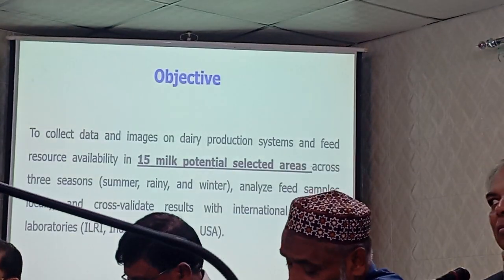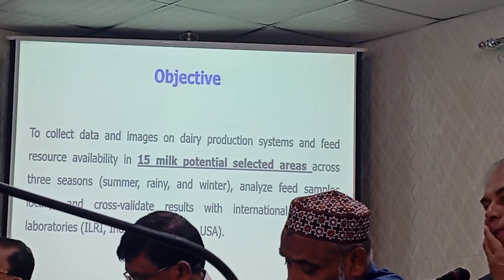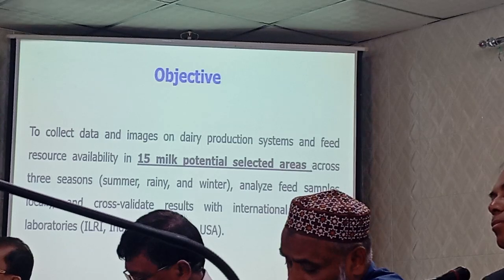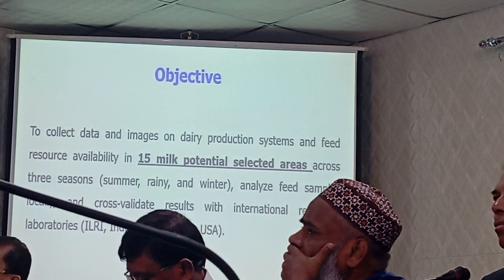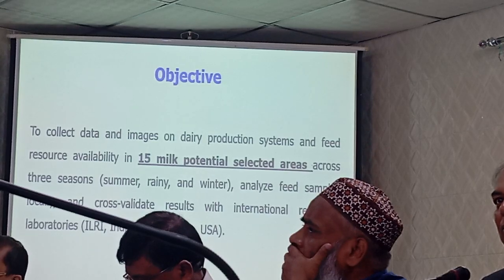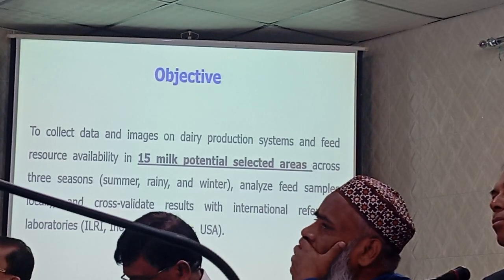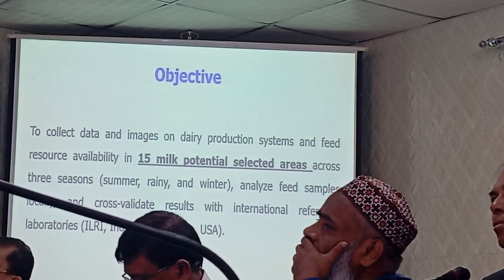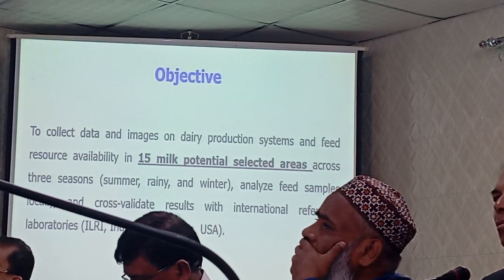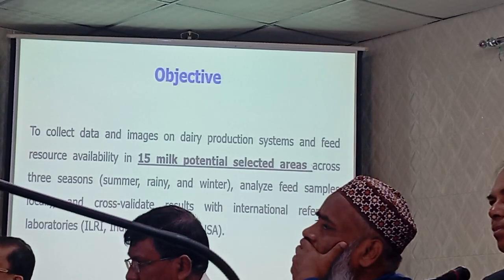So we're going to collect data from 15 selected areas across the 3 seasons. The major seasons are summer, rainy, and winter, and then analyze the field samples locally in our reference lab, the Animal Nutrition Analytical Lab. And we'll also cross-validate the data with an international reference laboratory at ILRI, Hyderabad, India, and perhaps also at UC Davis, USA, depending on the situation and the time. Actually, we have covered the whole project.